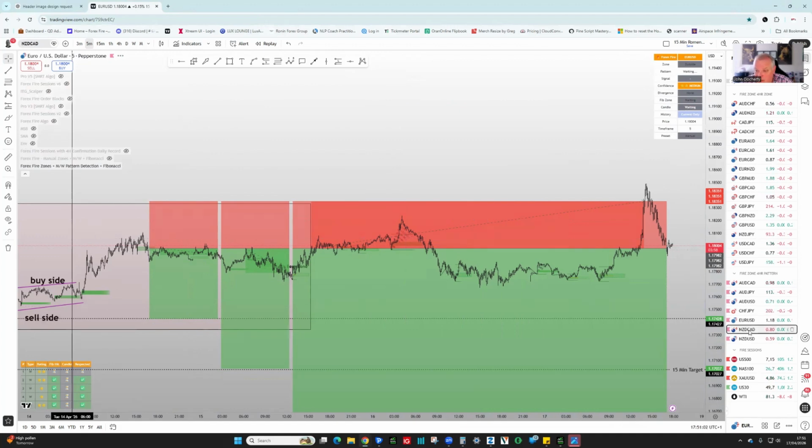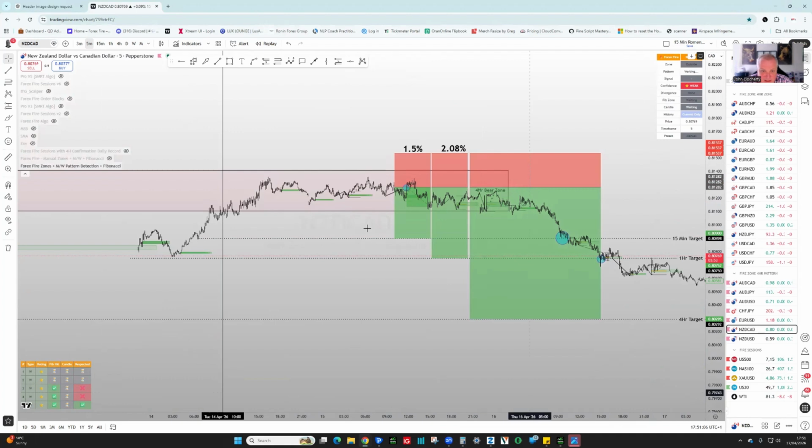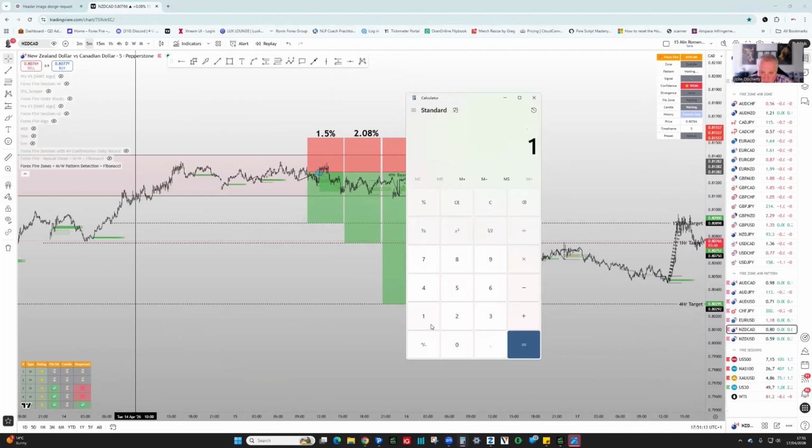So we're coming into the NZD card now, okay? So we've got the NZD card, we've got a 1.5 and a 2.08, okay? So we've got 1.5 equals, so that's a -1.5.